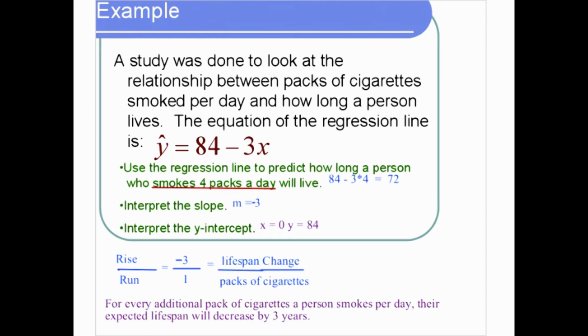Good, good. So in total words, what we can write is that non-smokers are expected, or predicted is probably even better, to live 84 years old, 84 years. Any questions on that? On how to interpret the slope and interpret the y-intercept?